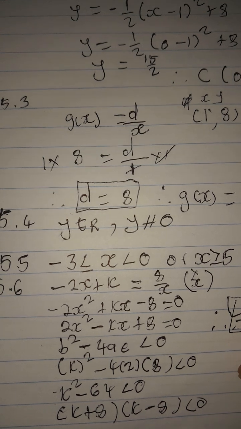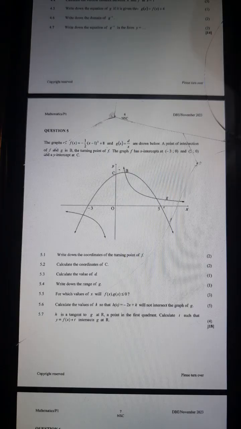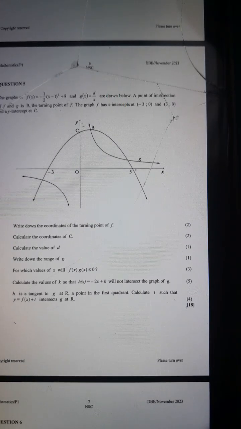So we are going to the last question, which will be 5.7. For 5.7, h is a tangent to g at r, a point in the first quadrant. Calculate t such that y of x plus t intersect g at r. They said h is the tangent to the graph of g. So at r, a point in the first quadrant, calculate the value of t such that. So where we see f of x, we can put our equation, then we'll take it from there.